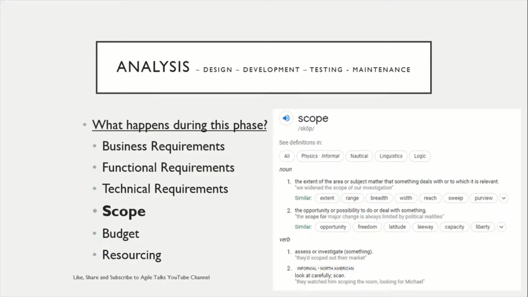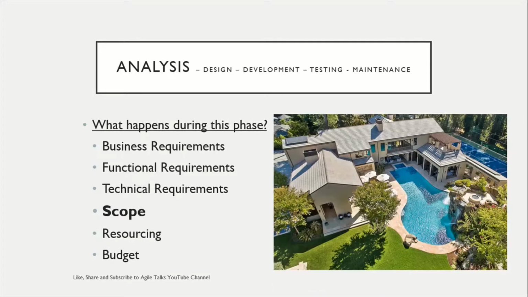Okay, now let's see scope. So in this analysis phase, they will discuss the scope of the project. Okay, let's see the meaning of the word scope. Think of scope as a boundary or a fence, right? So it's the extent or the range, I would say. Okay, let me give an example for this.